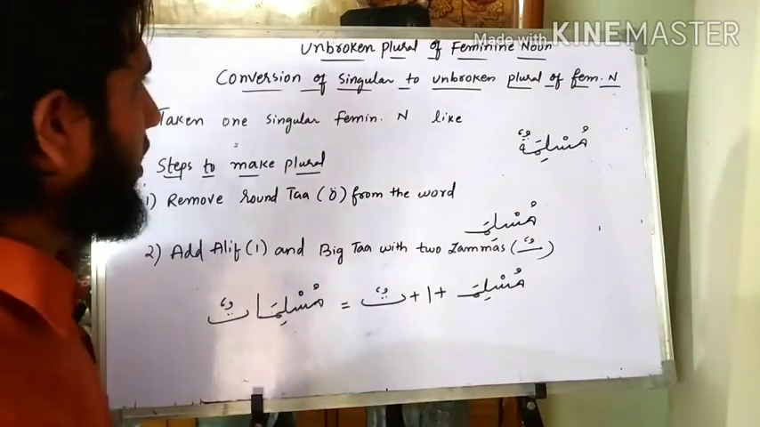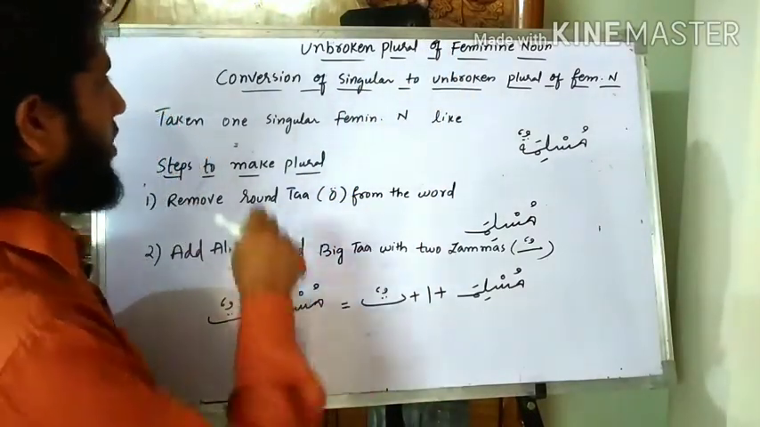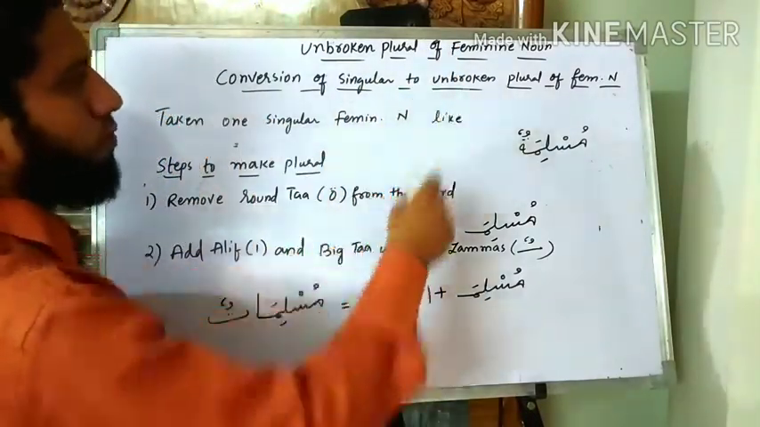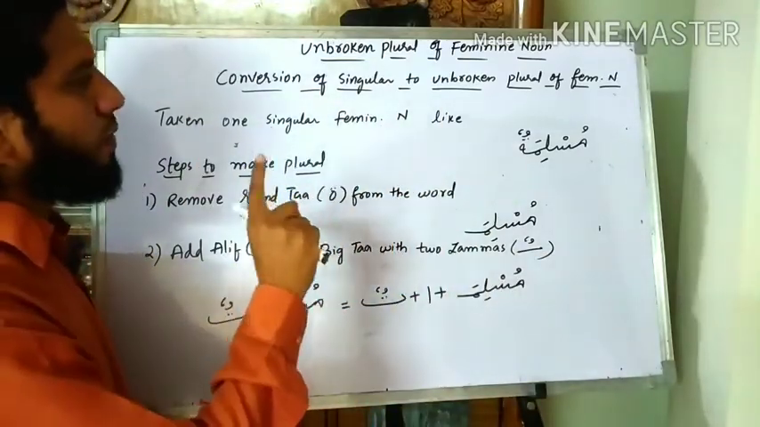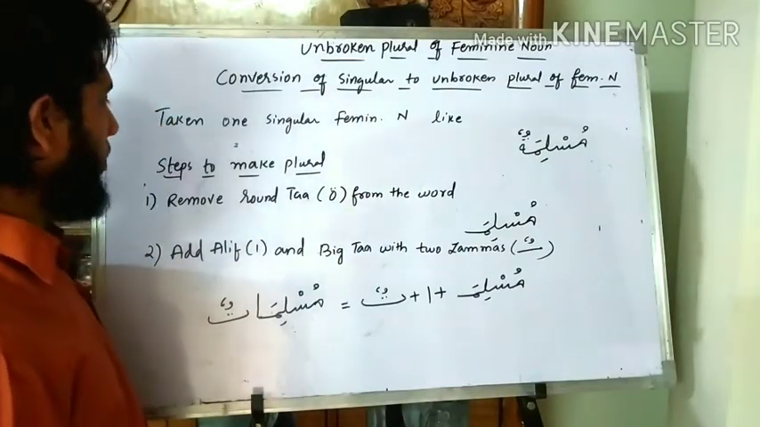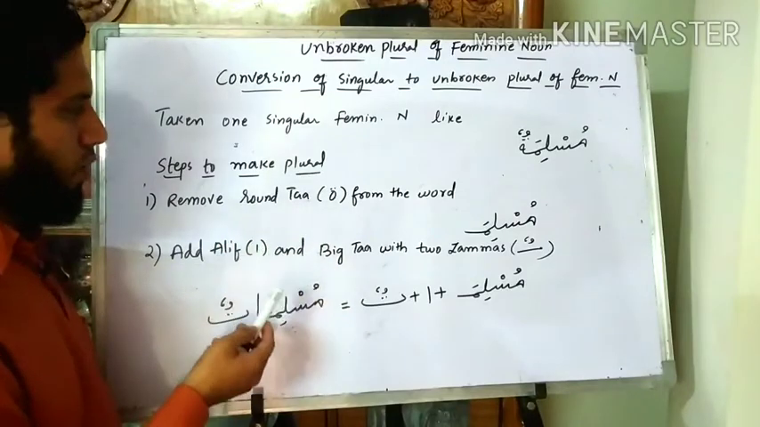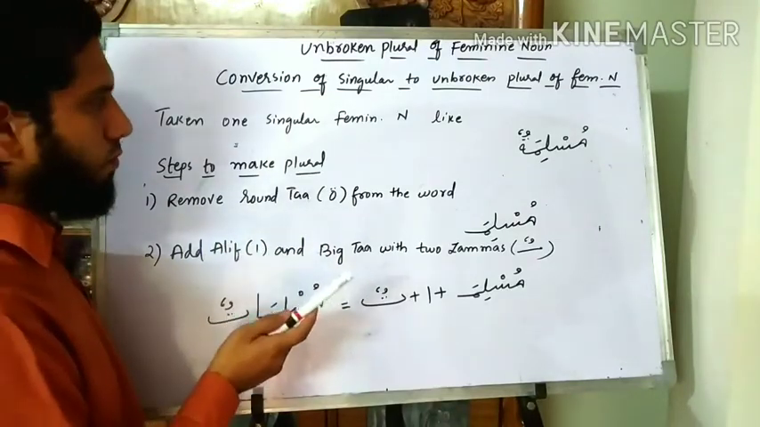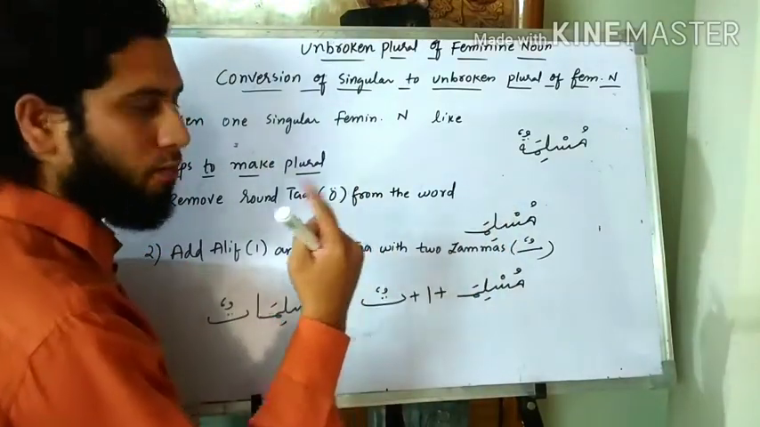So here we will see unbroken plural of feminine noun, its conversion, singular to plural. Take one singular feminine noun like Muslimatun. Now we will see the steps to make it plural. So what do you have to do? Number one step: it's Muslimatun, means one female Muslim.